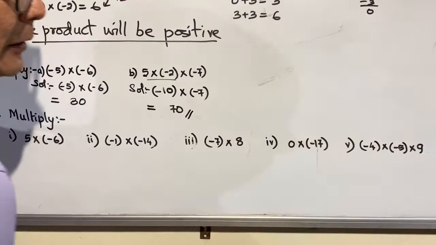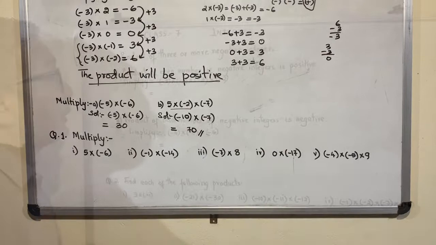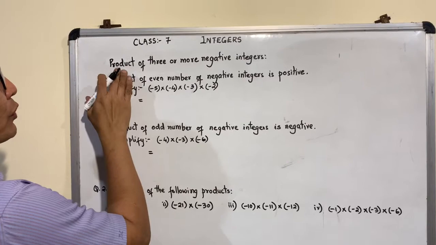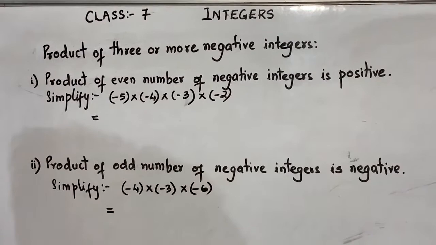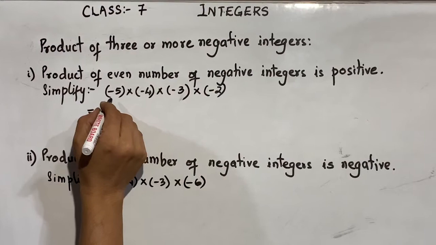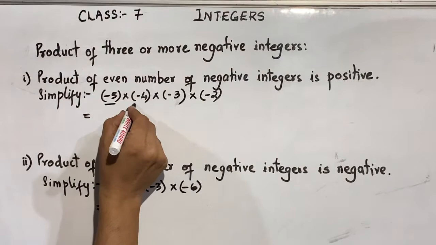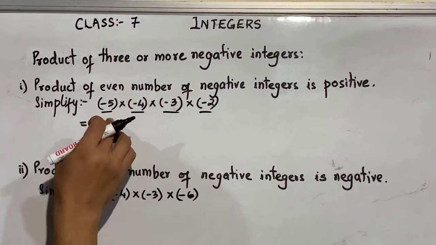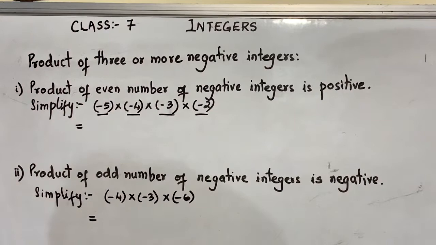The multiplication of integers: to find the product of three or more negative integers, we imagine. The product of an even number of negative integers is always positive. The number of negative integers, if it is even, then the product will be always positive.